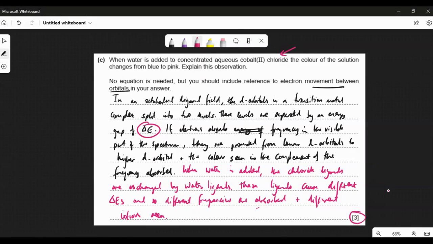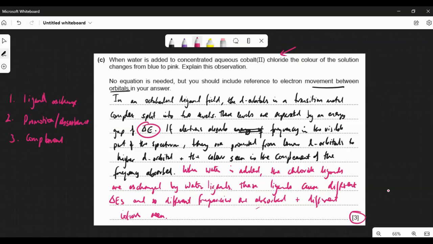I've given all the points. The answer scheme, I think, wants some sort of recognition of ligand exchange. That's important. Another is this idea of promotion of electrons, or the absorbance. And the third point I think they wanted was that you see the complement of the absorbed frequency.